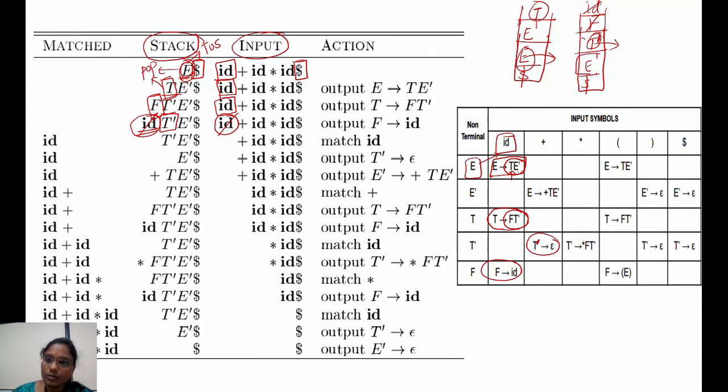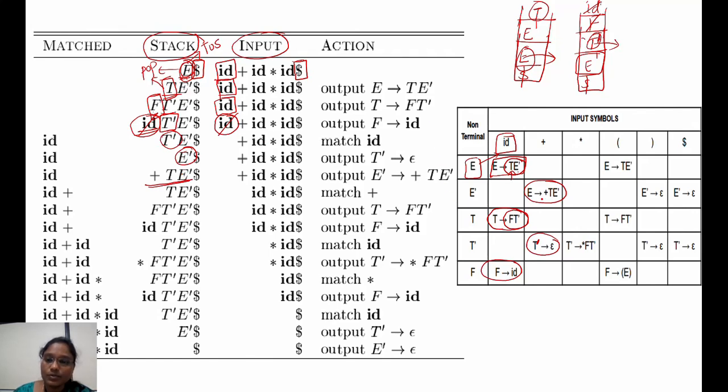So now the current top of the stack will be E dash. So again you need to check: T dash is popped out, and what we have now is E dash as the top of the stack. So again you have to check what is E dash on plus. E dash on plus, we have the production E dash gives plus TE dash. So E dash will be popped out, that is replaced with plus TE dash into the stack.